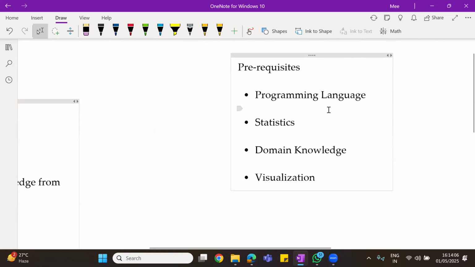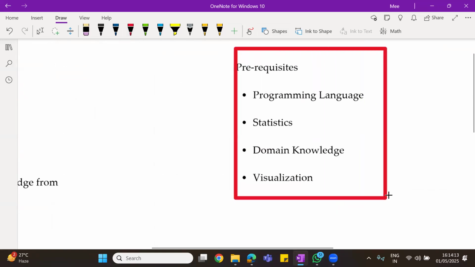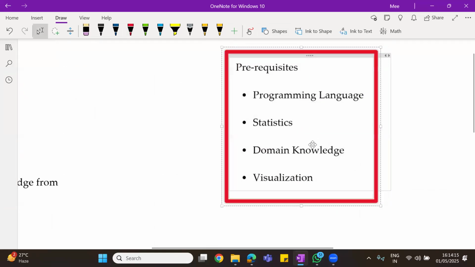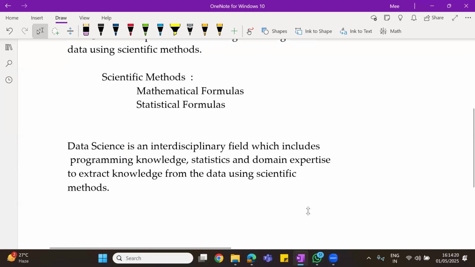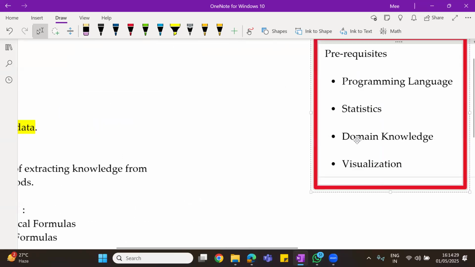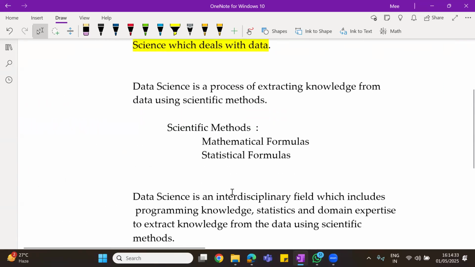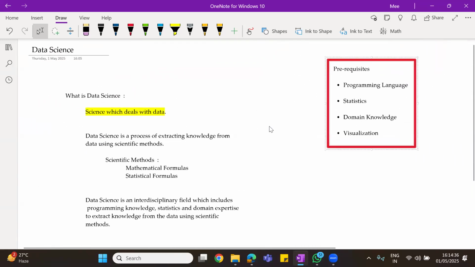These are the multiple fields which are required to implement data science or AI ML. These are all required. It's mandatory. Okay. Now, data science is an interdisciplinary field which includes programming knowledge, statistics, and domain expertise to extract the knowledge from the data. Okay, now let's see them and let's explain all these three.